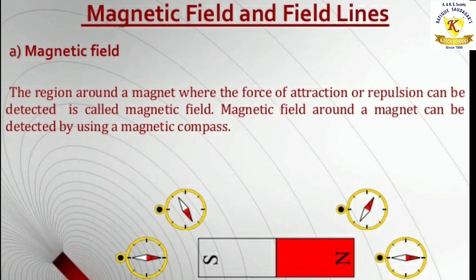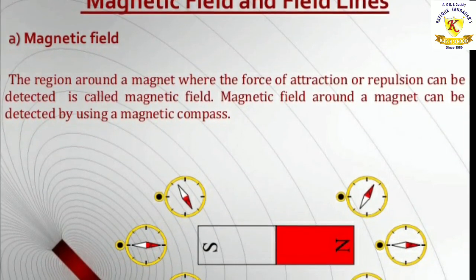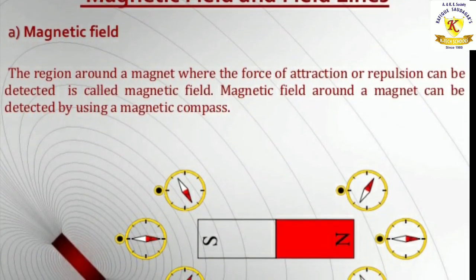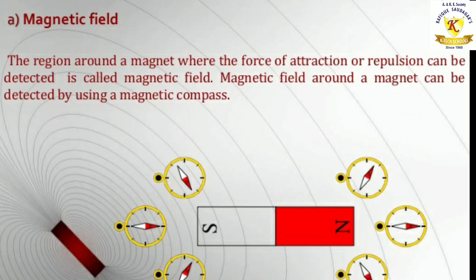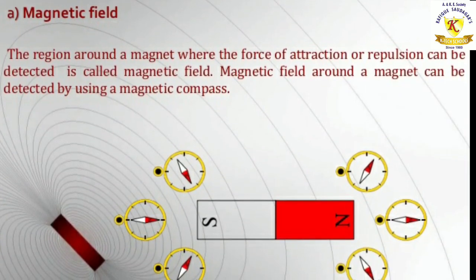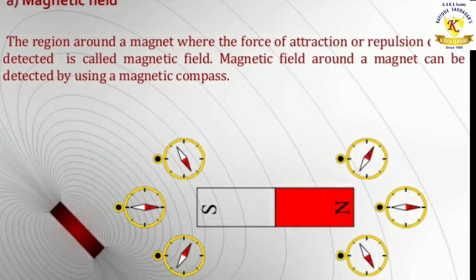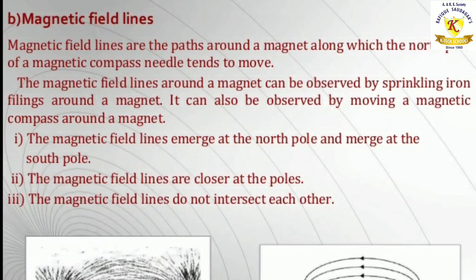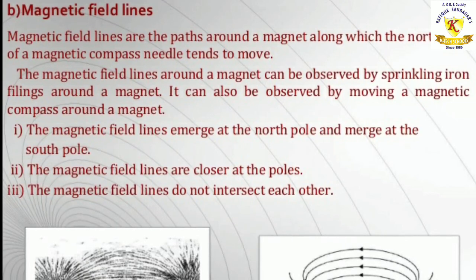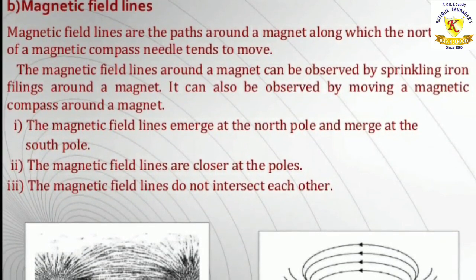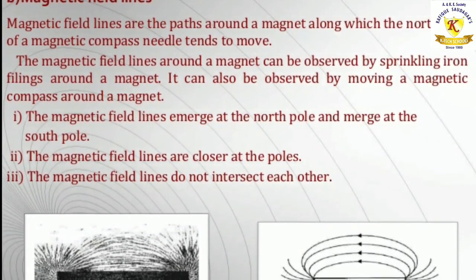Magnetic field and field lines. Magnetic field. The region around a magnet where the force of attraction or repulsion can be detected is called magnetic field. It is around a magnet and can be detected by using a magnetic compass. Magnetic field lines. Magnetic field lines are the path around a magnet along which the north pole of a magnetic compass needle tends to move.